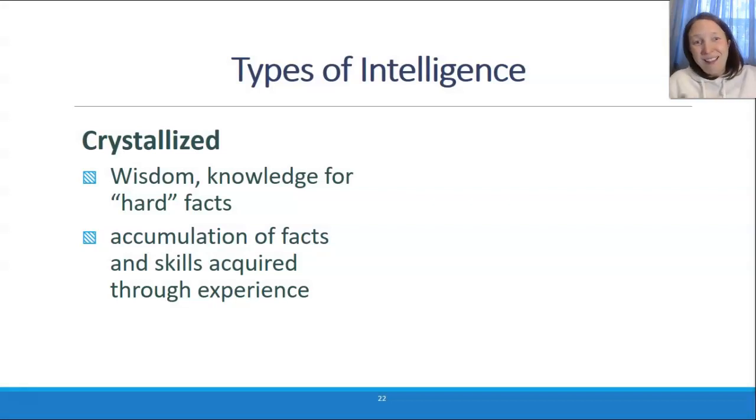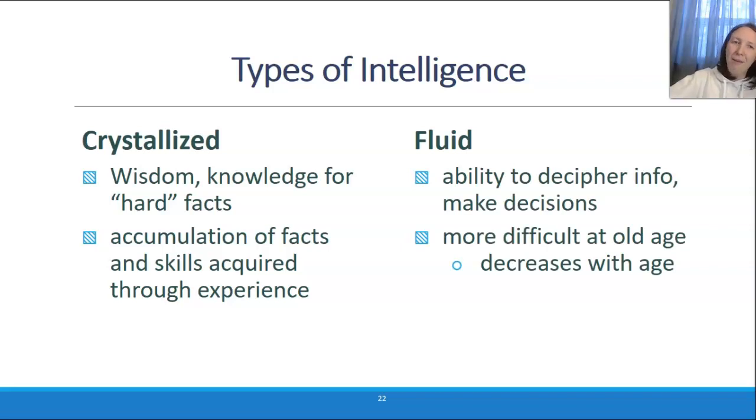Let's break it down to just about the last concept. Wow, this one's longer than I thought. And that is the difference between crystallized intelligence and fluid intelligence, which are the two types of intelligence. So crystallized intelligence, by definition, means wisdom, the knowledge for hard facts, maybe some of your semantic memories, if you will. Someone has crystallized intelligence as they accumulate facts and skills through experience. You live a lot, you learn a lot, you read a lot, you're in a lot of classes, you're going to develop over time a lot of crystallized intelligence. Therefore, older people probably have much more crystallized intelligence than someone who's in their 20s or 30s. However, their processing might be slower.